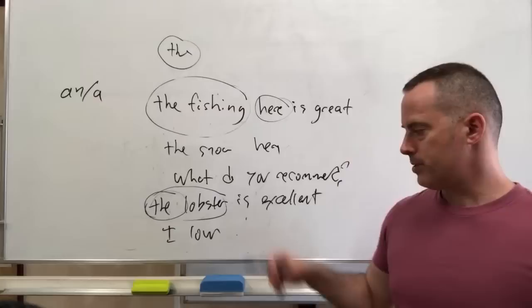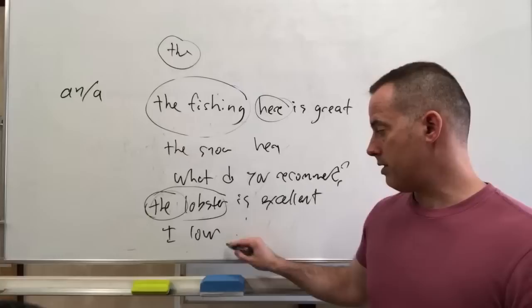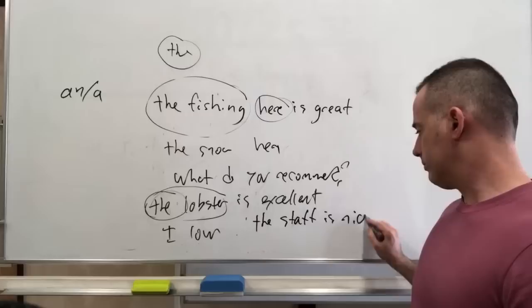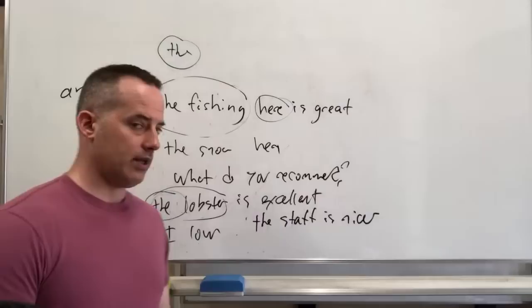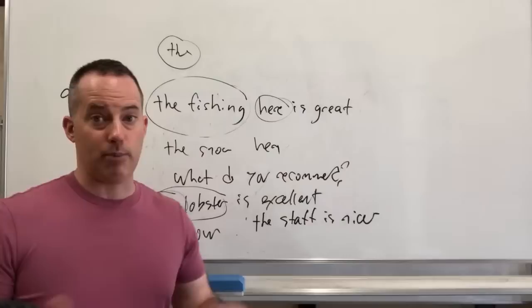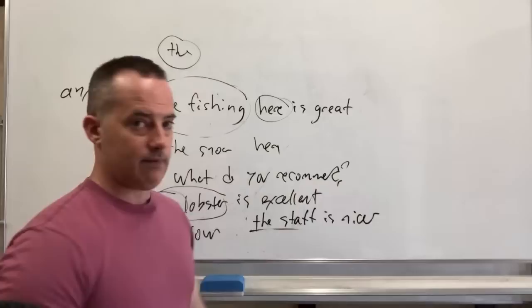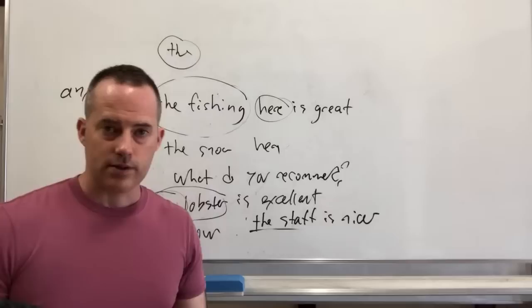So the lobster is excellent. Or I could be talking about a group of people, like the staff is nice. So the staff at this hotel is nice. The staff is nice. So I'm talking generally about people. There might be some bad people, but generally I could say, yeah, the staff is nice. So the people who work at the hotel are nice. Or like the employees are good.